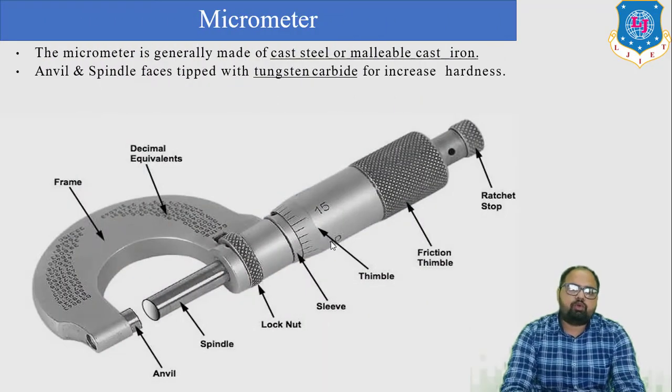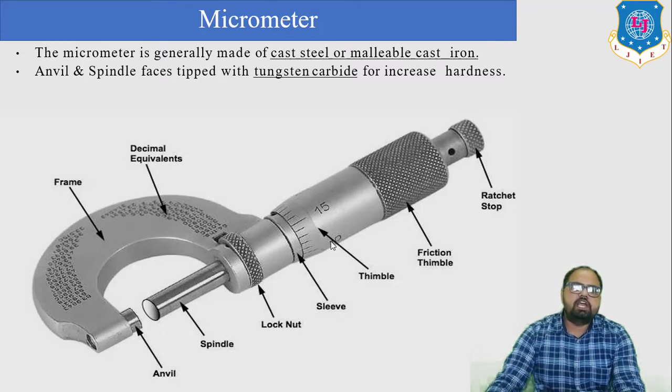Next is the micrometer. A micrometer is generally made of cast steel or malleable cast iron. Anvil and spindle faces are tipped with tungsten carbide to increase their hardness. You can see this is the micrometer screw gauge. The last portion is the ratchet stop. This is the friction thimble. This is called the thimble. This is the sleeve. This is called the lock nut. This is the spindle, anvil, frame and decimal equivalents.